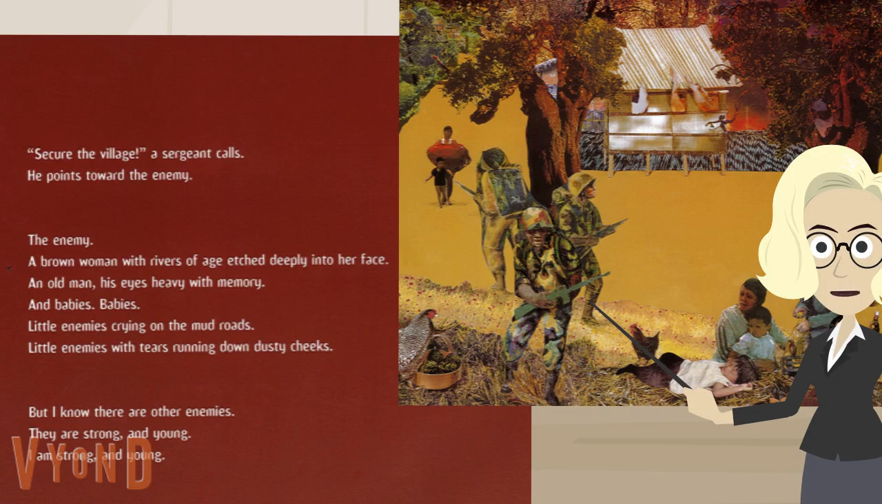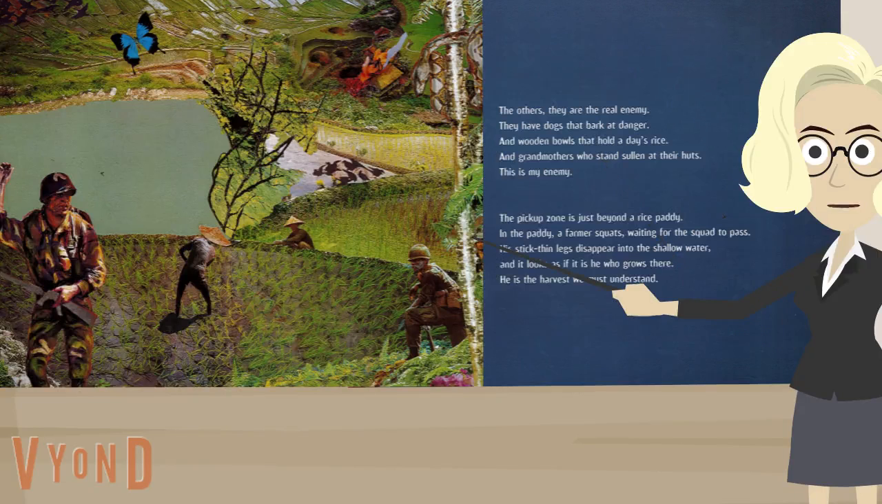But I know there are other enemies. They are strong and young. I am strong and young. The others, they are the real enemy. They have dogs that bark at danger and wooden bowls that hold a day's rice, and grandmothers who stand sullen at their huts. This is my enemy.